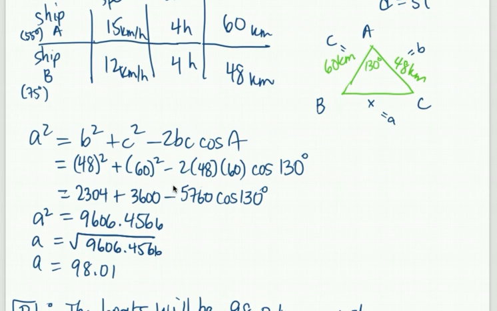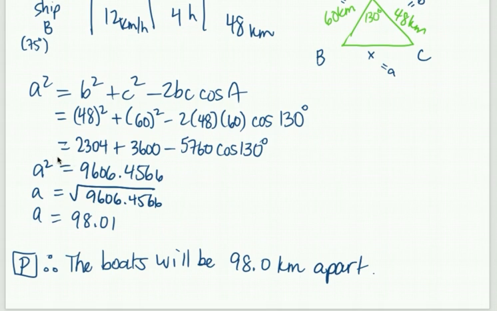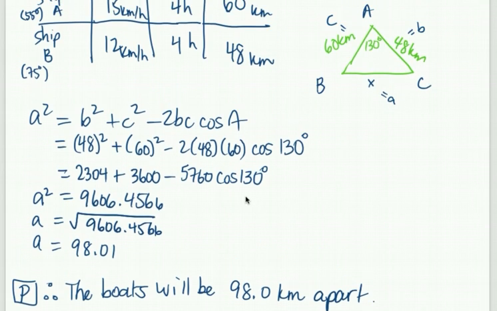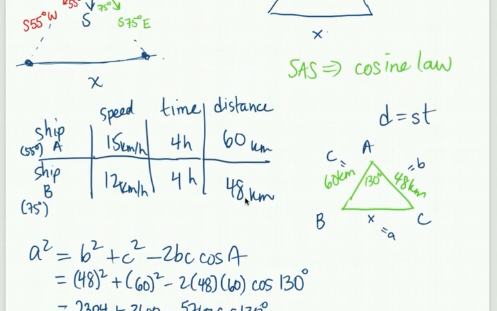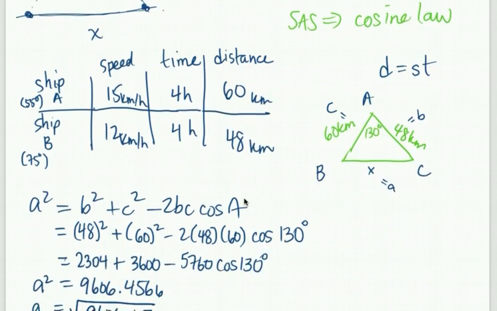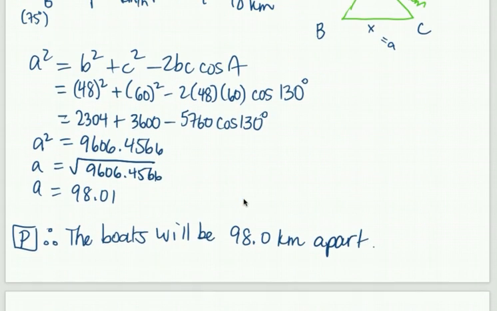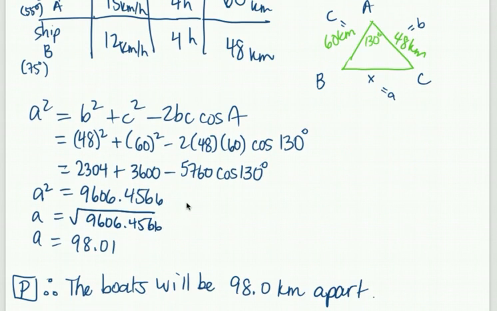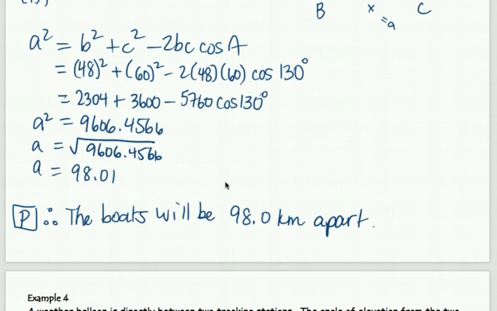I placed everything where it needs to go and calculated it out. Again, you square root it over, and you get 98.01, 2533, etc. So in the end, you found that the boats are 98.0 kilometers apart. I guess it doesn't say what to round to here, but that's where they would be after 4 hours. Again, a little bit more challenging one. It's more of a physics type question that you'll see a lot next year as well. I just wanted you to get comfortable with these directions and with how you can apply the cosine law.